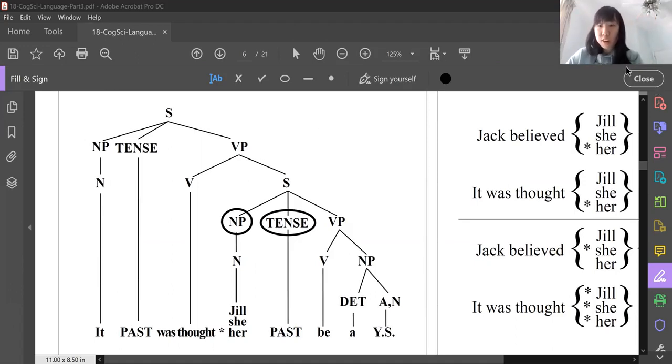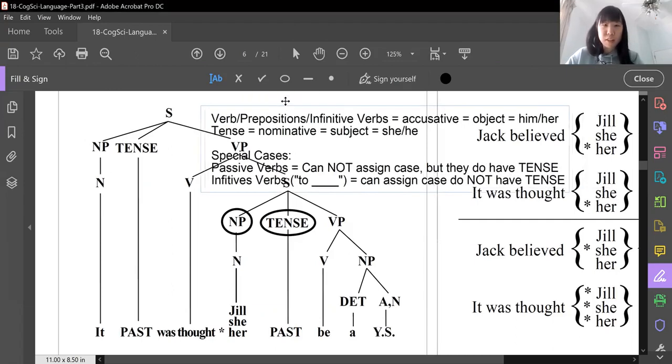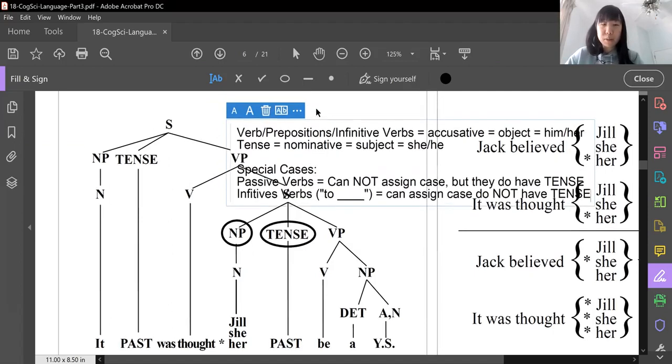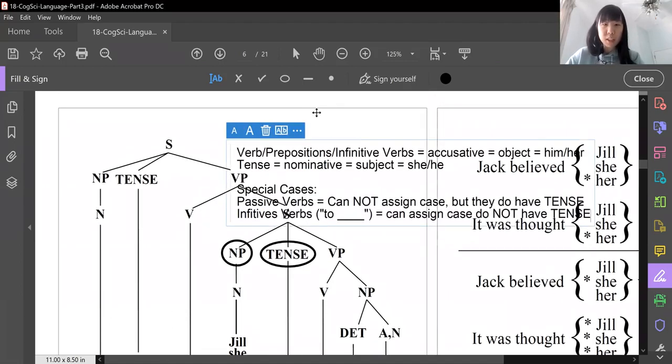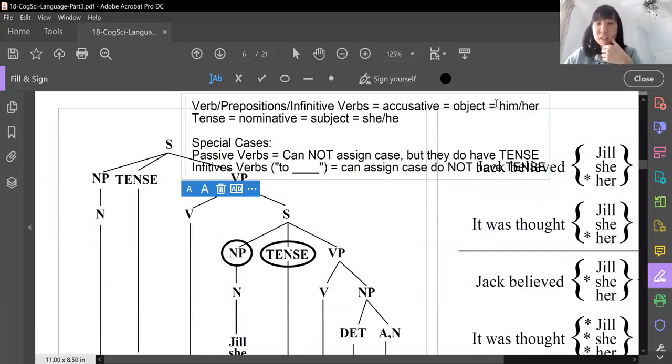In general, I've been recommending that people make this little cheat sheet for themselves. I know it's a lot of text, so I'm just going to take a moment to go through all of this. Verbs, prepositions, and infinitive verbs all assign accusative case, which means that it's the object case, which means that you use pronouns like him and her. All tenses assign nominative case, which means you're assigning the subject of the sentence, and that uses she and he pronouns.